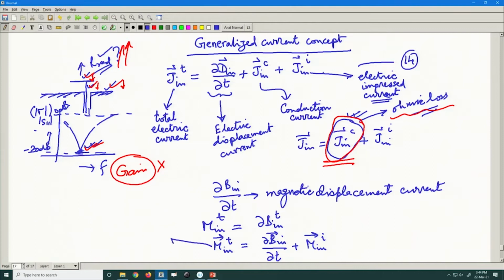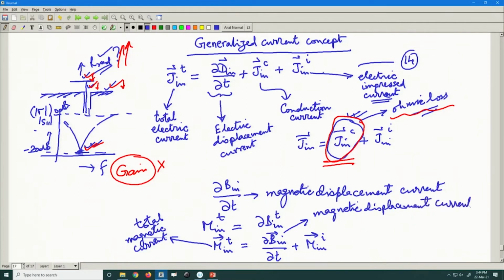So, this is the total magnetic current. This is the magnetic displacement current. And this is the impressed magnetic current.